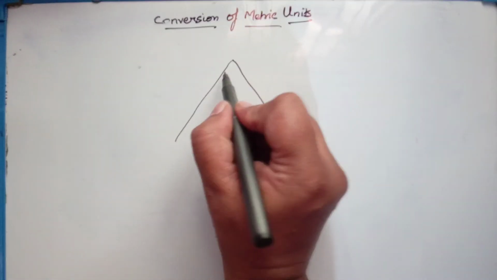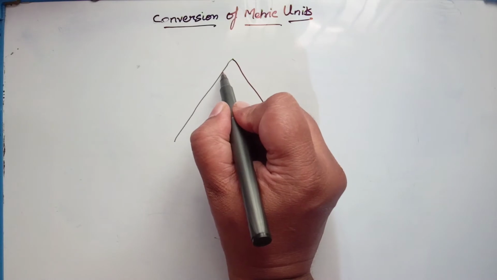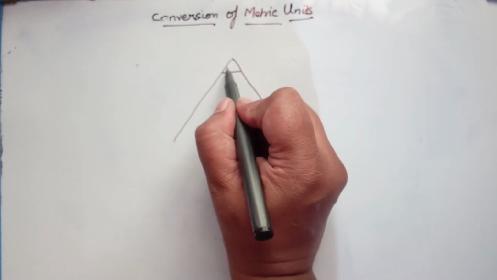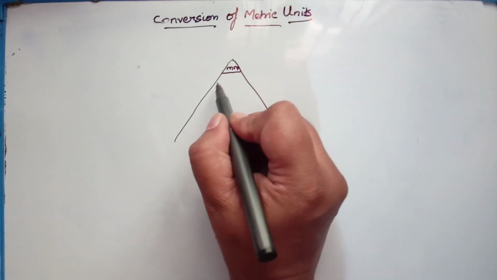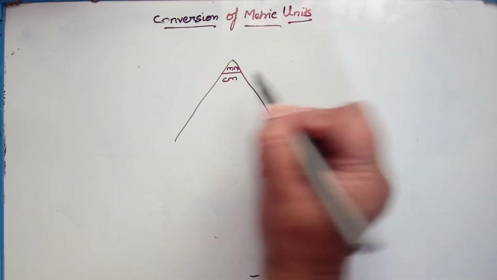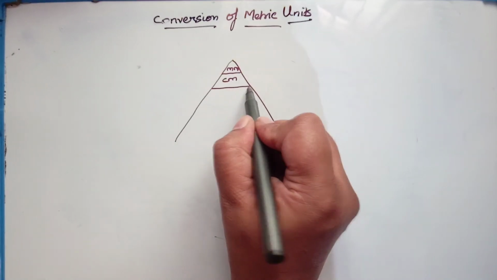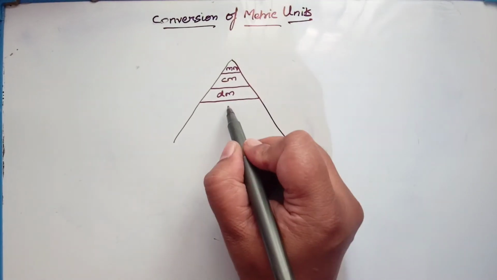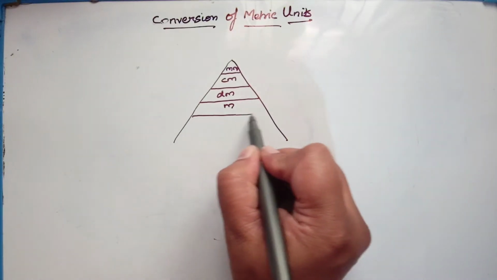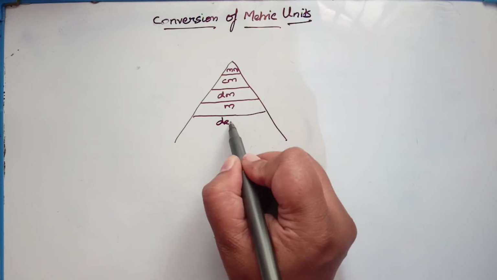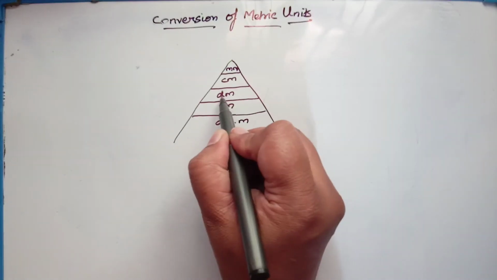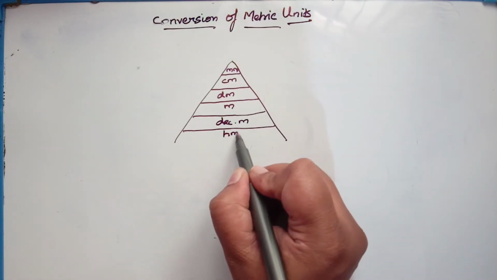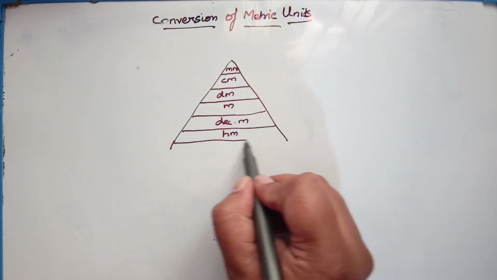So, first comes the smaller unit. In the top of the triangle, I write the smaller unit, that is millimeter. Next comes the higher unit, that is centimeter. Now next is decimeter. After that comes the meter. Then comes the decameter. I'll put it as decameter so that children don't confuse decimeter and decameter. Now comes the hectometer, and last is the kilometer.